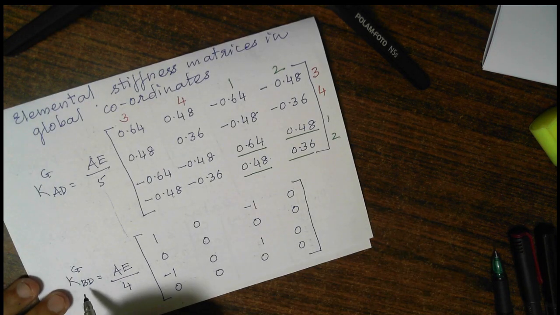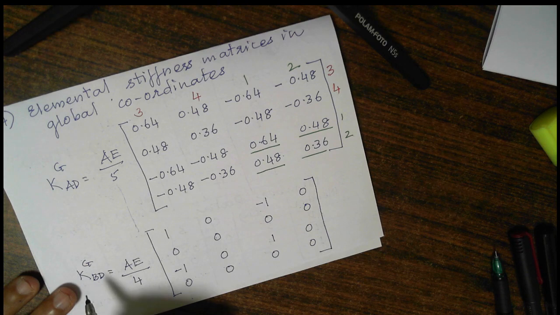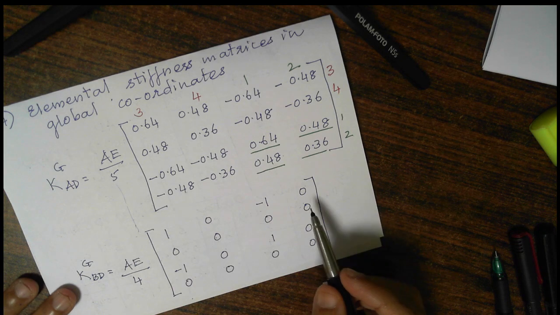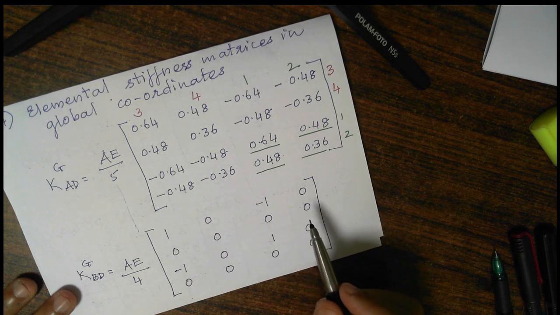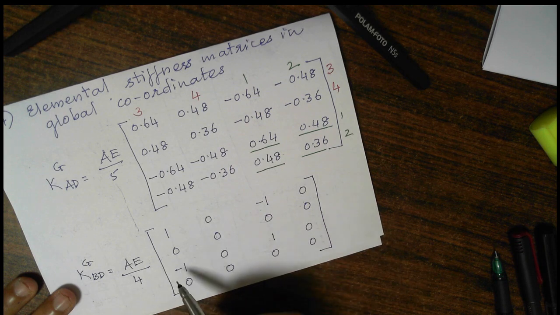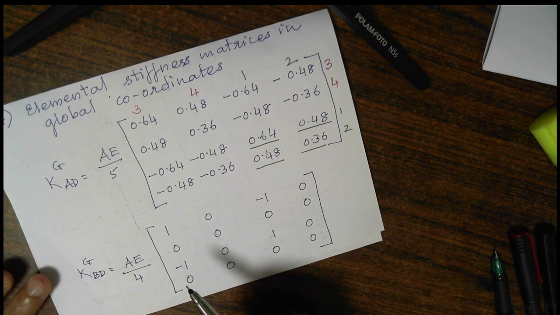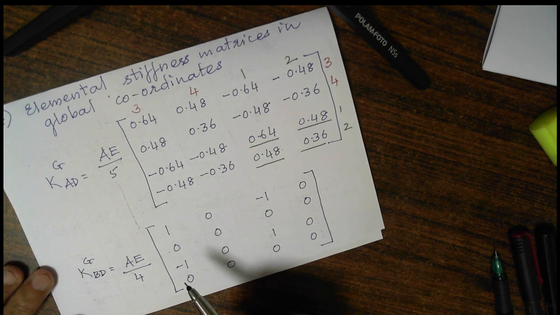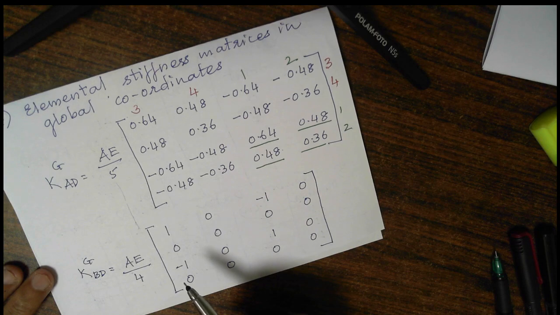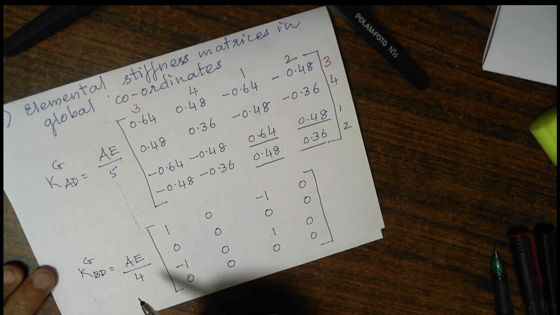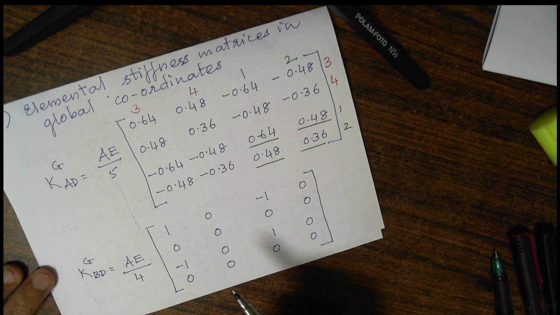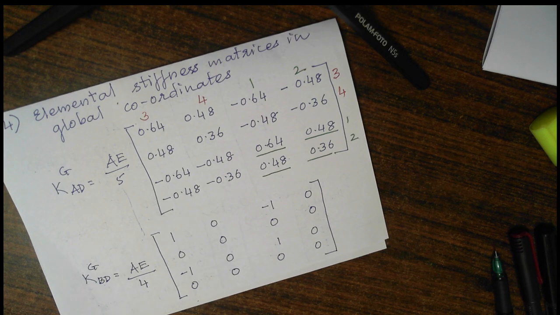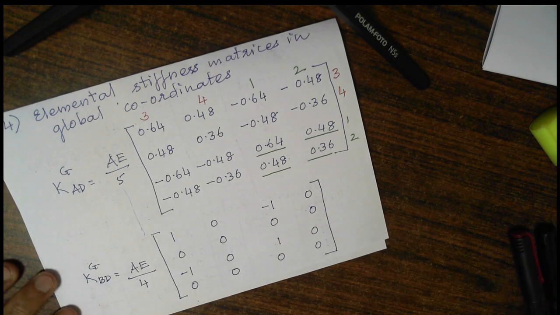Since BD is oriented in global direction, the local and global matrix for BD will be the same, that is AE upon L, 1 0 minus 1 0. This was the first matrix of truss element we derived from the basic principle. So it is always advisable, if we can, to take a member which is oriented in global direction. I can select BD as well as DB, but it is always advisable to take member BD because it is oriented in global direction, so my calculations are reduced considerably. I can select DB, no problem, but that will unnecessarily increase my calculations.